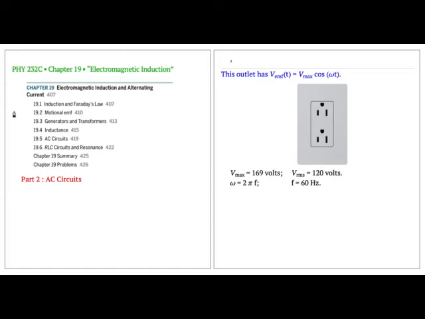This week the subject is electromagnetic induction. That's chapter 19 in the textbook. For the second part of the screencast, we'll consider AC circuits.